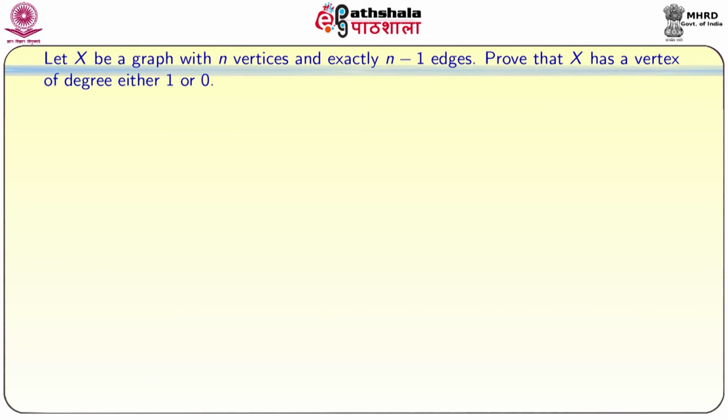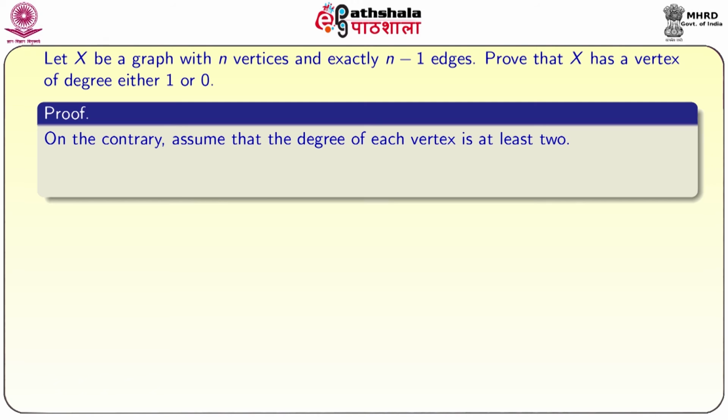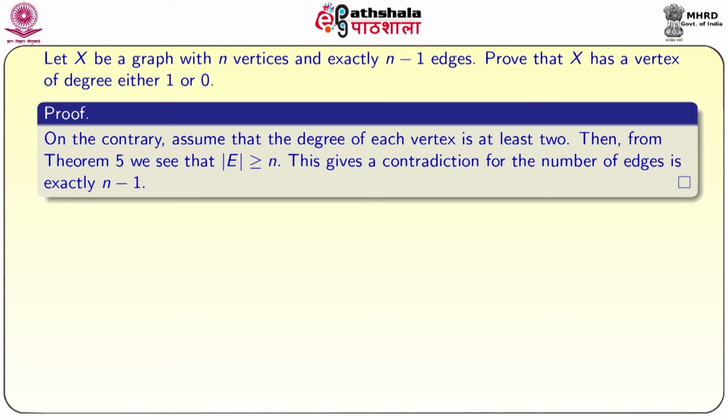Let X be a graph with n vertices and exactly n minus 1 edges. Then prove that X has a vertex of degree either 1 or 0. On the contrary, assume that the degree of each vertex is at least 2. Then from the previous theorem we have that the sum of the degrees of all vertices, which is equal to twice the number of edges, is at least 2n. This is a contradiction, since the number of edges is exactly n minus 1.